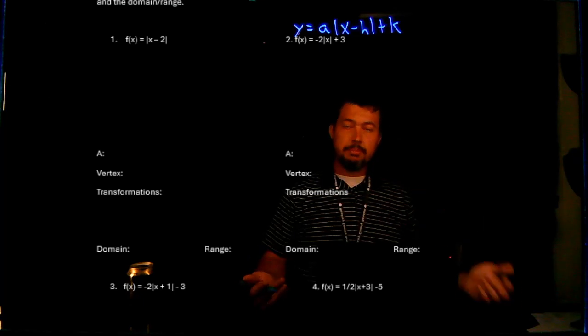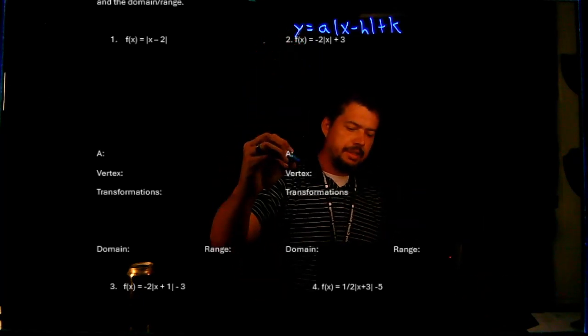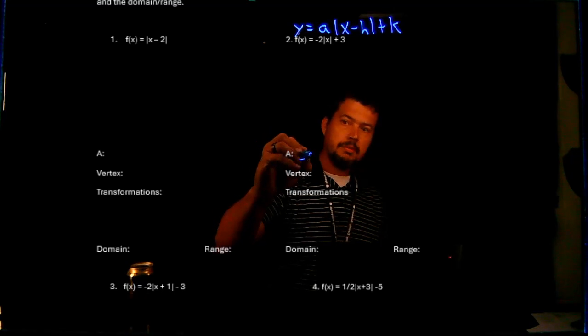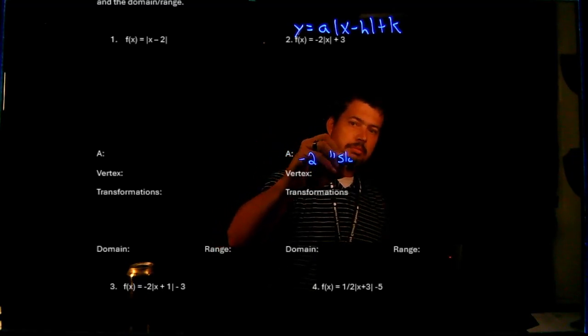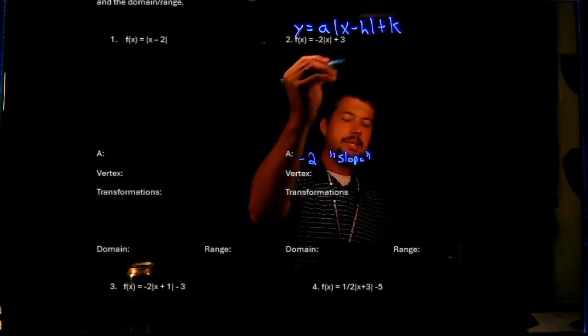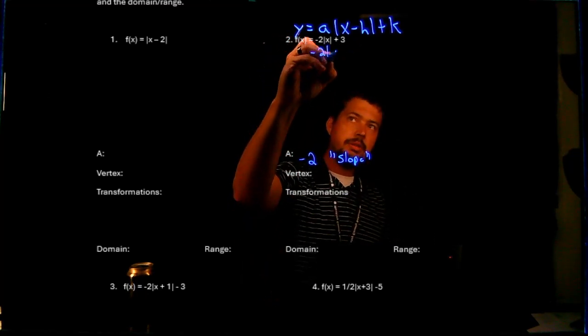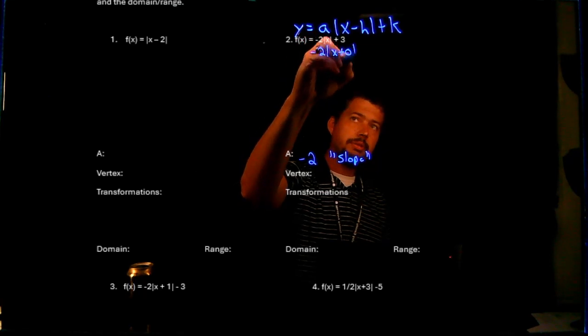Now we're going to do a lineup process here. You can clearly see here that a is negative 2, and we kind of think of that as our slope. Now we might struggle a little bit with what is h. For some kids you have to understand the understood, and it's always understood that there's a 0 that can be added to anything.